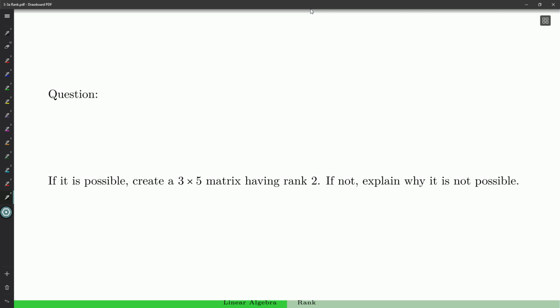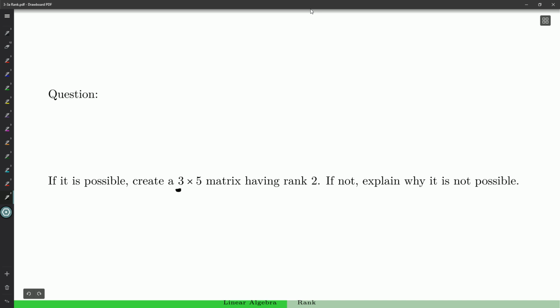If it is possible, create a 3 by 5 matrix having a rank of 2. If not, explain why it's not possible. Okay. So, what do we know about rank and possible ranks for our matrix?